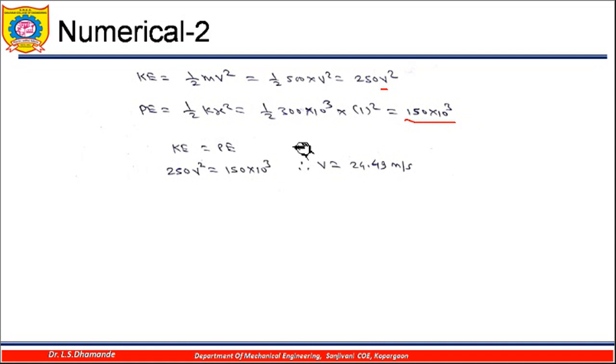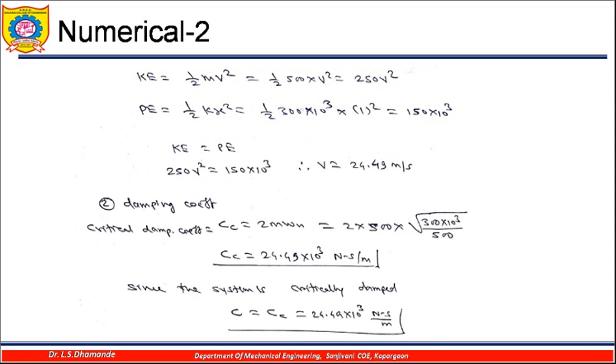Now this kinetic energy and potential energy we have to equate. So this is 250 v squared is equal to 150 into 10 raised to 3. Both these energies are in Newton meter. So you will get the value of velocity as 24.49 meter per second. That means this is the initial velocity which is provided to this particular mass, and then accordingly it is going to act.